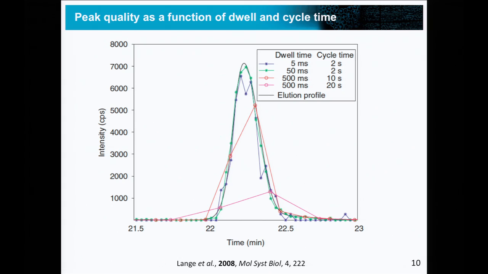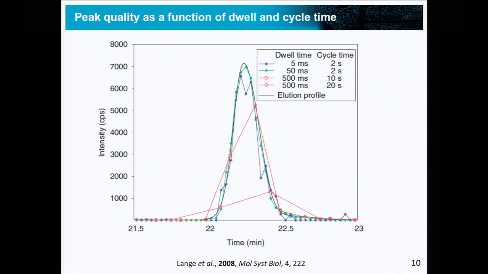And if you now have a peak that is in the range of 30 seconds, half a minute peak width, you will only end up with 2 data points over this whole elution profile. And by looking at this purple peak, I think you can immediately see that no algorithm in the world will be able to extrapolate the true peak shape from such a measurement. If you halve the cycle time by a factor of 2, so to 10 seconds, you end up with maybe 3 to 4 points over the elution profile. It's still a very poor peak shape.